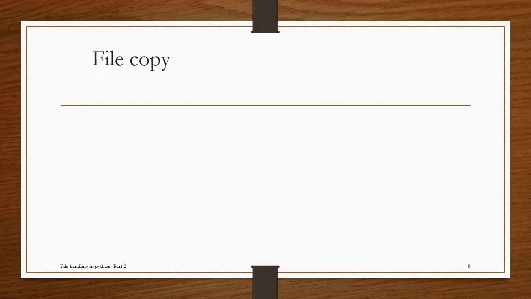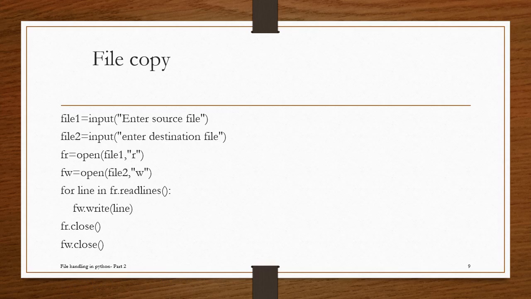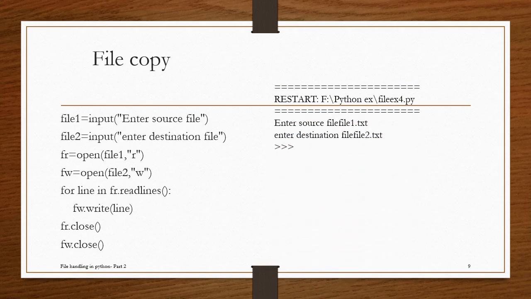Now we can see another example, to copy contents of a file to another file. Python program for copying contents of one file to a new file. For that, I'm asking the user to input a source file name, whereas in the second statement asking the user to enter the destination file name. So the source file name and destination file name are asked of the user, and those are accepted as file1.txt and file2.txt in this example.